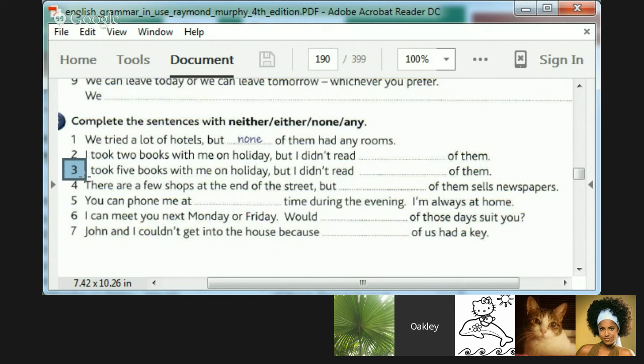Anna Christina, number 3. I took 5 books with me on holiday, but I didn't read. I think that is either, I read either of them. Here's the difference. You use either or neither when there are 2. Count them 1, 2. I took 5 books. Okay, it's neither. No. Listen to me now.